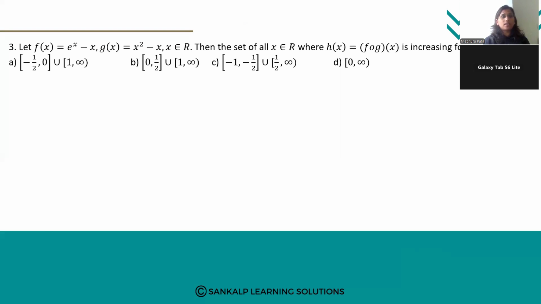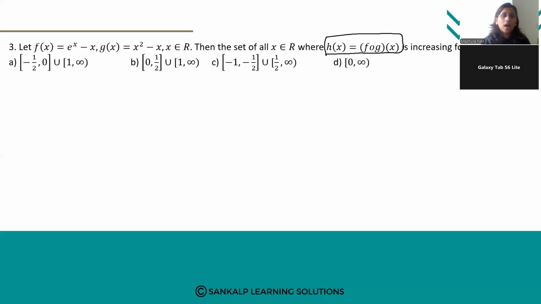Now the question is, if f of x equals e to the power x minus x and g of x equals x square minus x for all x belonging to R, then the set of all x belonging to R where h of x, defined as f composition g, is increasing is which of the following intervals? So basically we have to find the interval in which h of x is increasing.